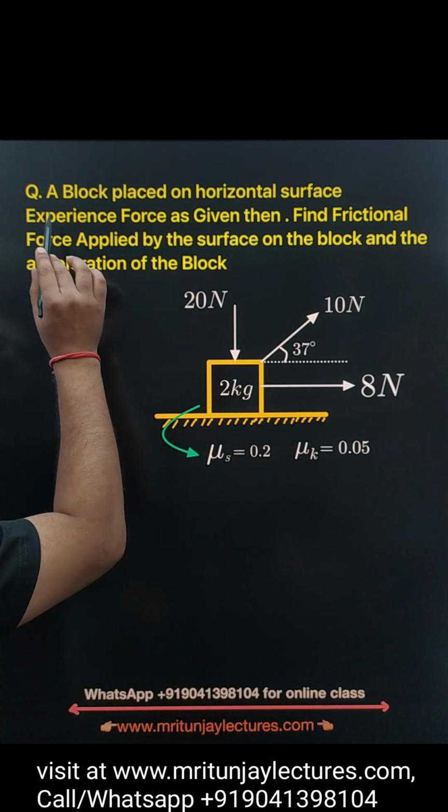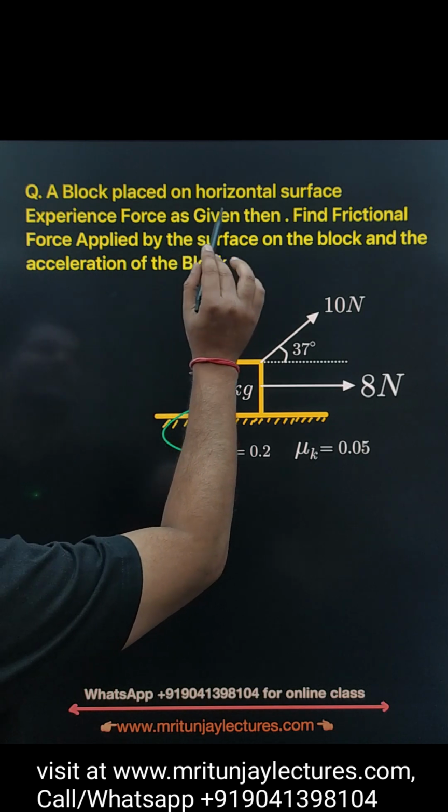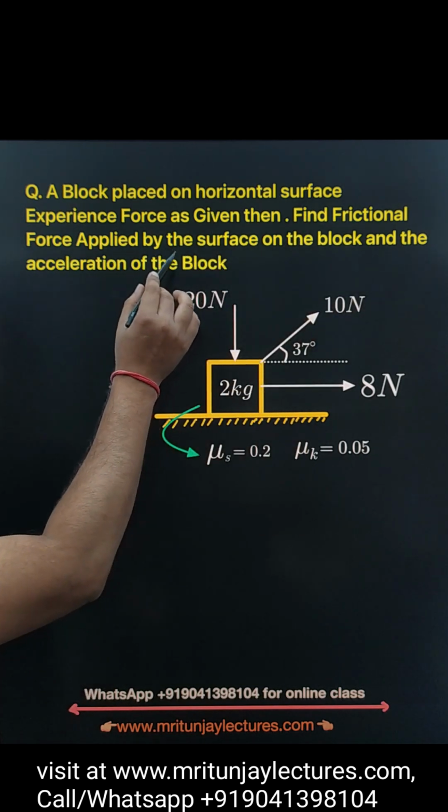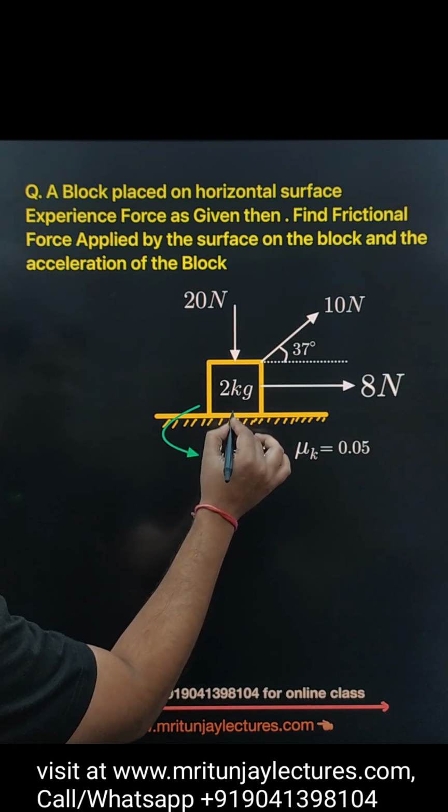Now, question of the day. A block placed on a horizontal surface experiences forces as given. Find the frictional force applied by the surface on the block and the acceleration of the block. Okay, so first of all, make a free body diagram.